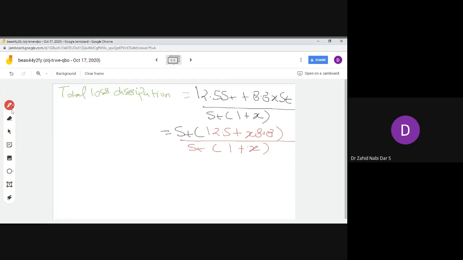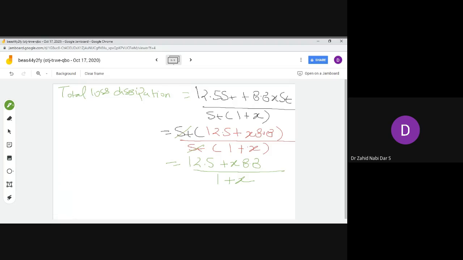So we can cancel this st and this st. So we will be left with 12.5 plus 8.8x over 1 plus x. So this thing we easily understood. And now let's understand the temperature rise.